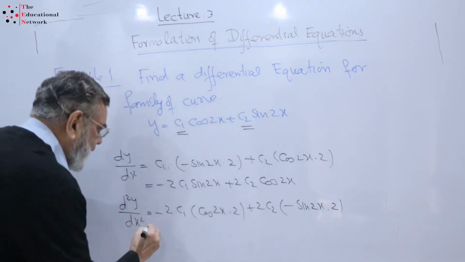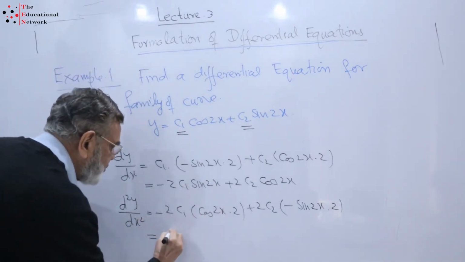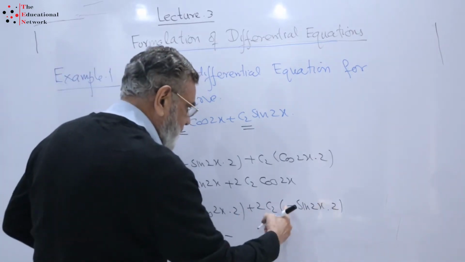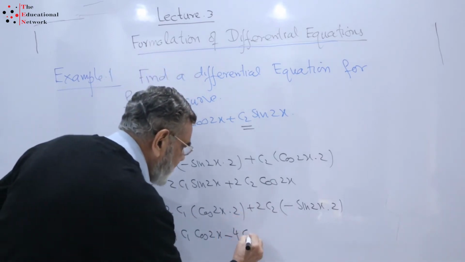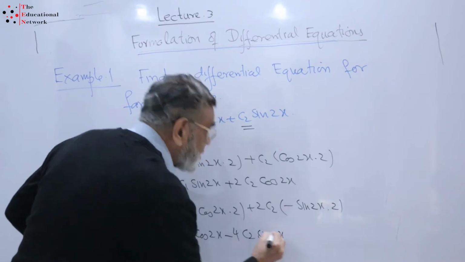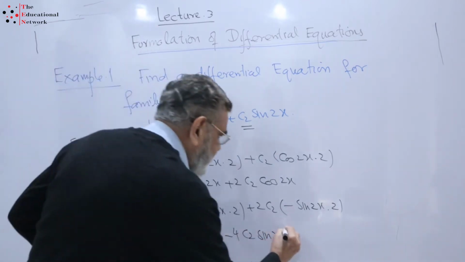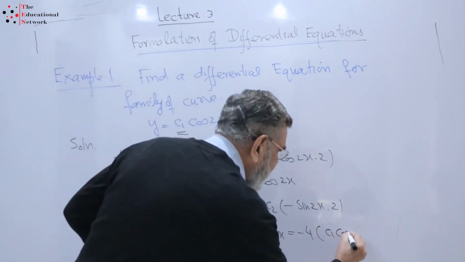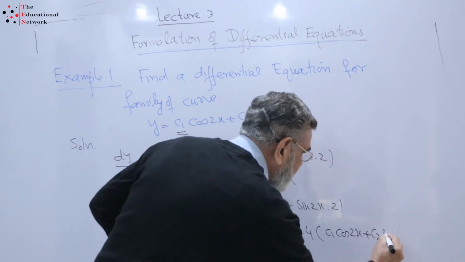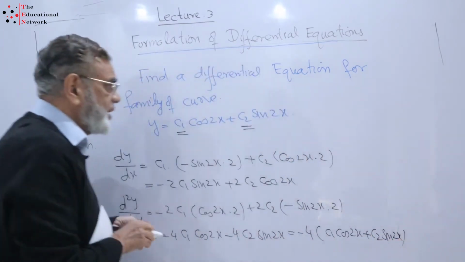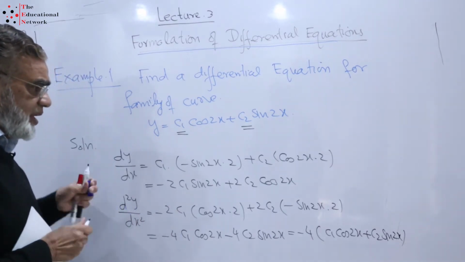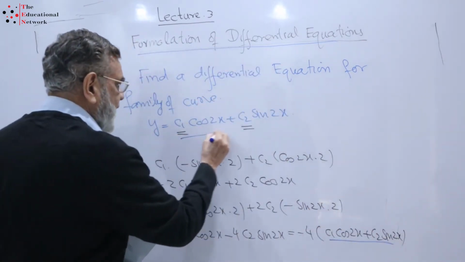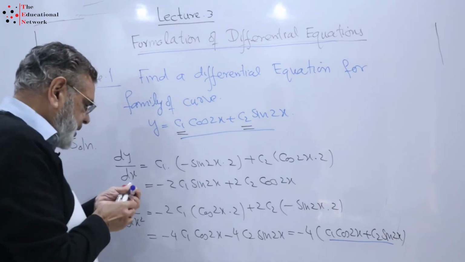We rewrite this. I can write this equal to minus 2 into 2 is minus 4, c1 cosine 2x, then minus 2 into 2 is minus 4, c2 sine 2x. So I take minus 4 common from this, and I get this equal to minus 4 times c1 cosine 2x plus c2 sine 2x. If we look at the equation, we have c1 cosine 2x plus c2 sine 2x here. This is my y. So I replace this by y.